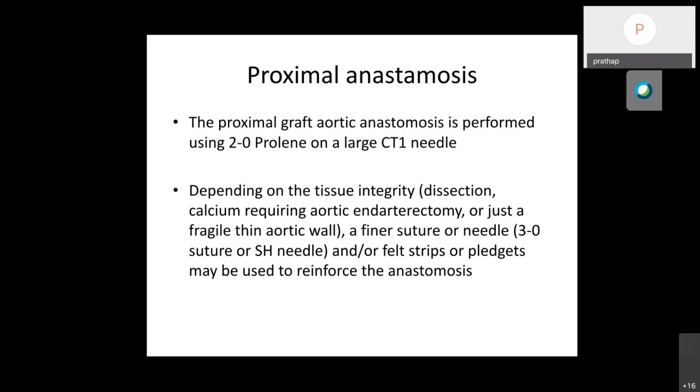And then the proximal anastomosis is commenced. The proximal graft aortic anastomosis is performed using a 2-0 Prolene on a large CT1 needle. Depending on the tissue integrity, whether in case of dissection or calcium requiring aortic endarterectomy, or just a fragile or thin aortic wall, a finer suture or finer needle is used, and in a case of very thin aortic wall, felt strips or pledgets may be used to reinforce the anastomosis.